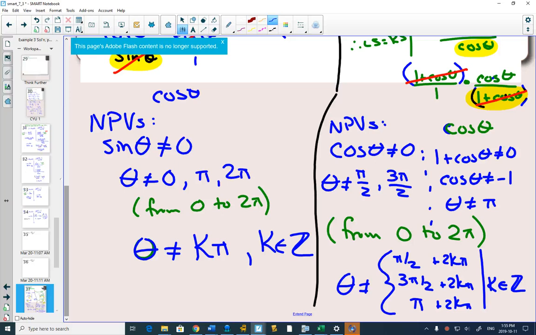It's much easier to see your non-permissible values after you've done your proof, because you have to check through your proof, where are all the places I've divided? And if I check where all the places I've divided, then I can find out what can't happen. In the second one, cos theta can't be 0, and 1 plus cos theta can't be 0.